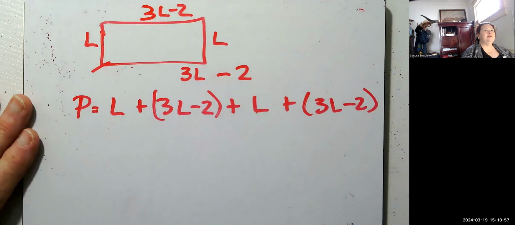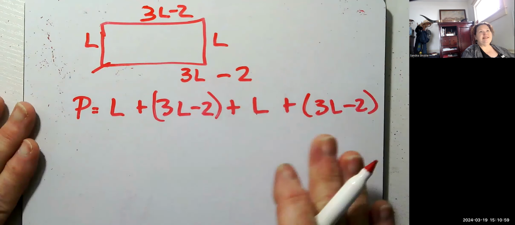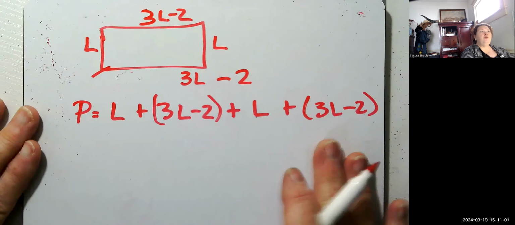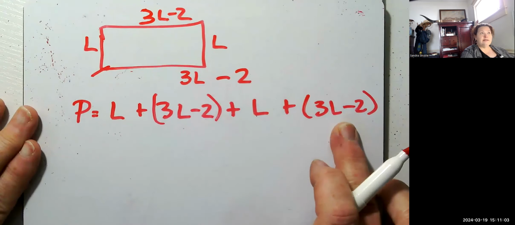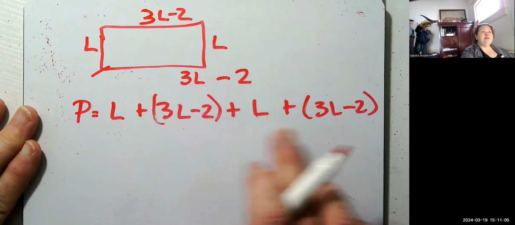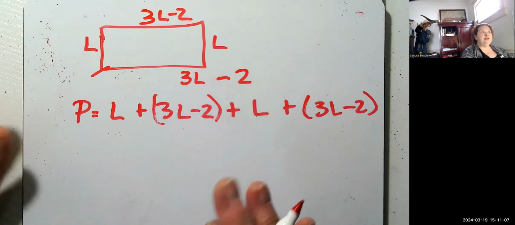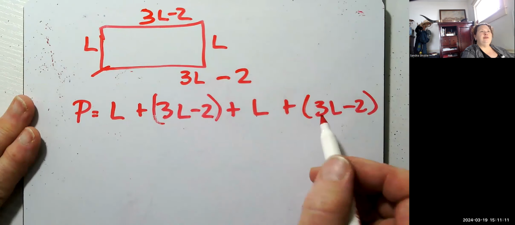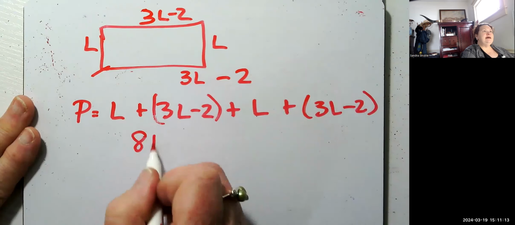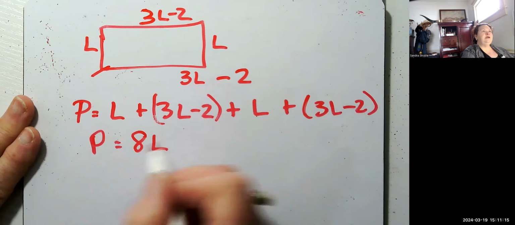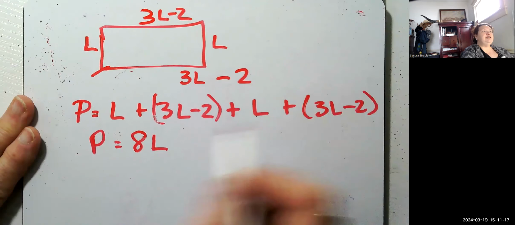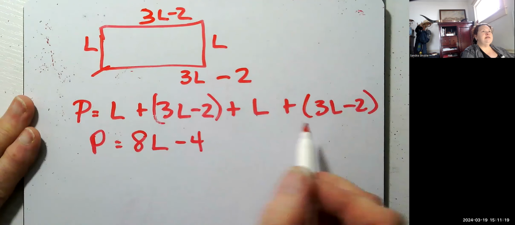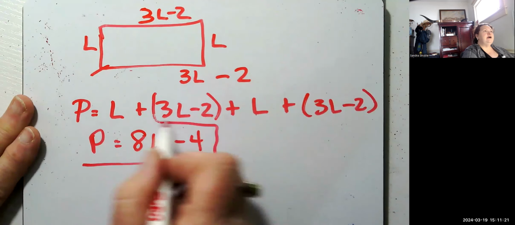Okay. I just wanted to put these in parentheses to show you that we added up 1, 2, 3, 4 sides. You can drop the parentheses at this point and just combine like terms. We have 1L, 3 L's, 1L, and 3 L's. That's 8 L's. And then negative 2 minus 2 is negative 4. 8L minus 4. And that is our answer.